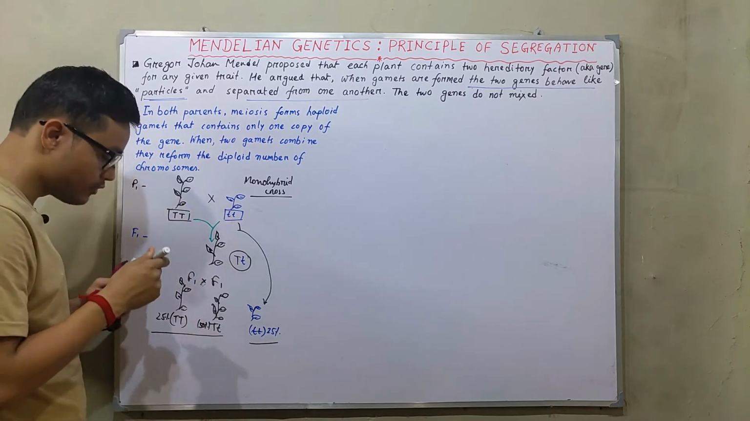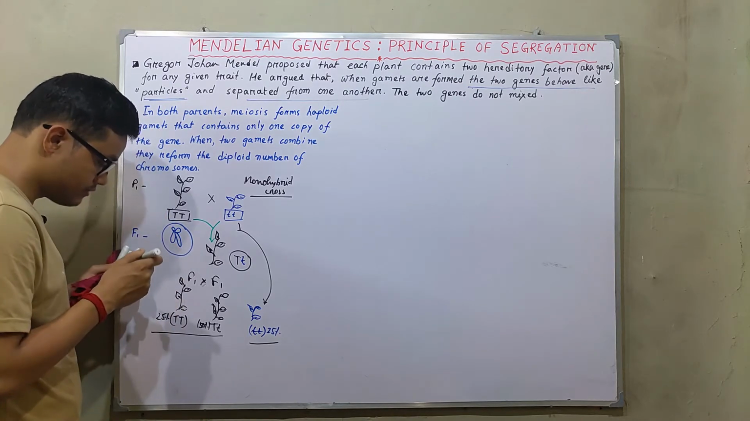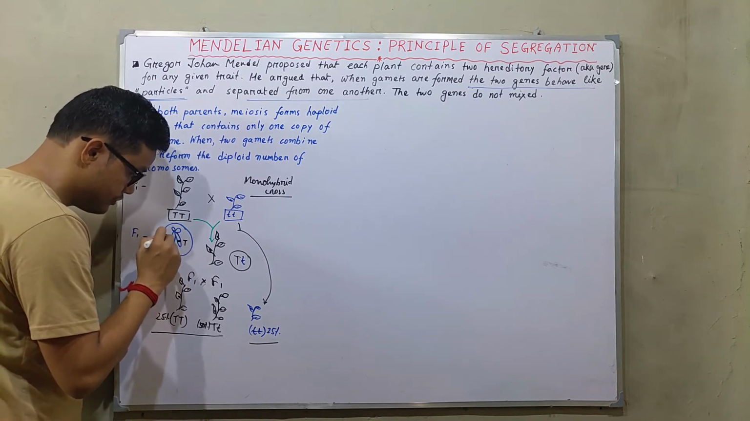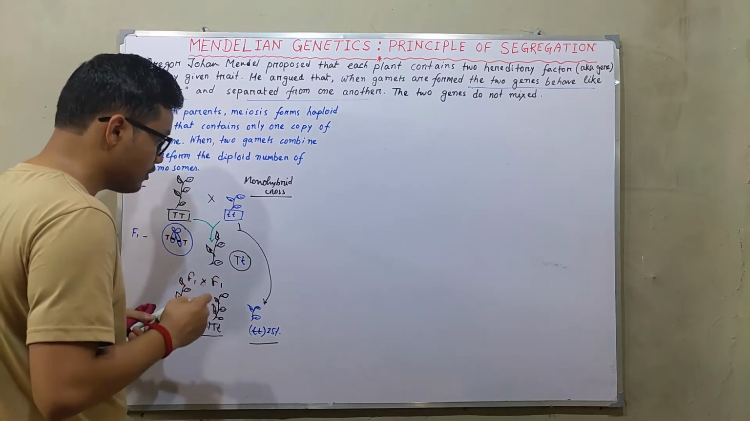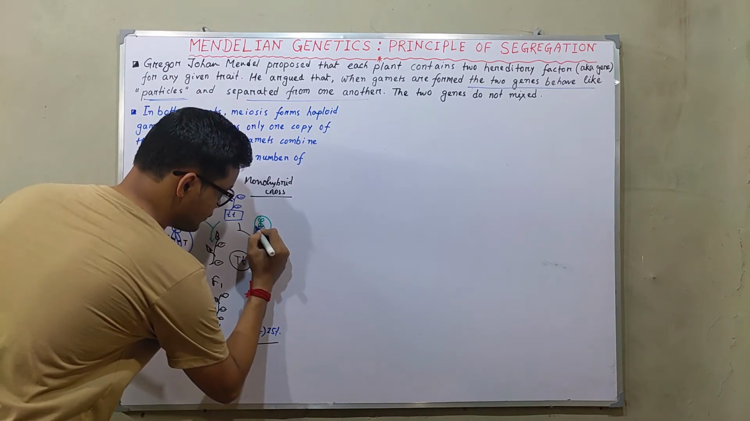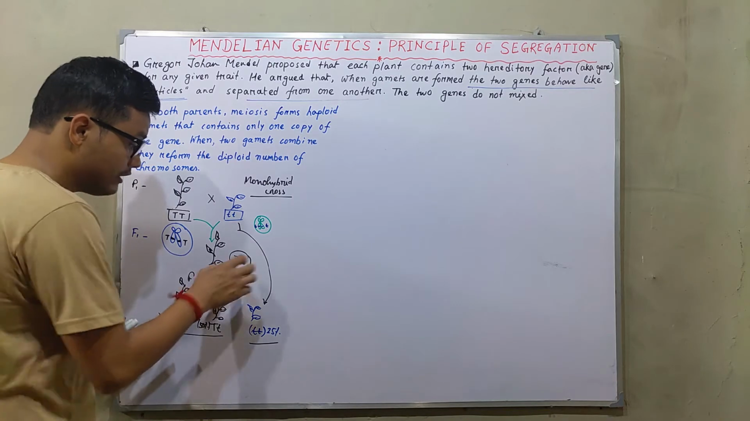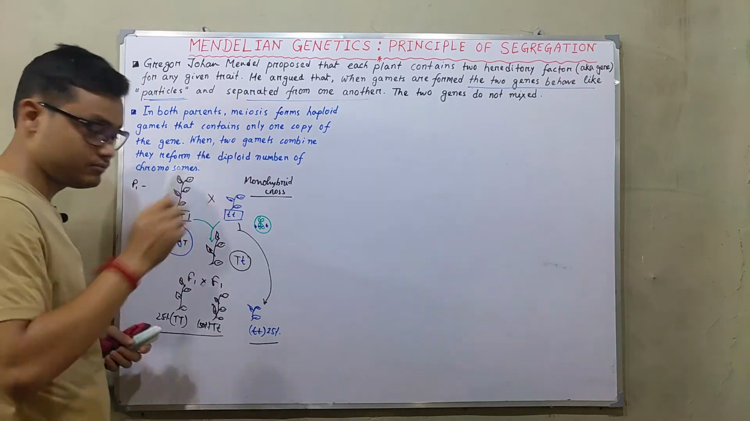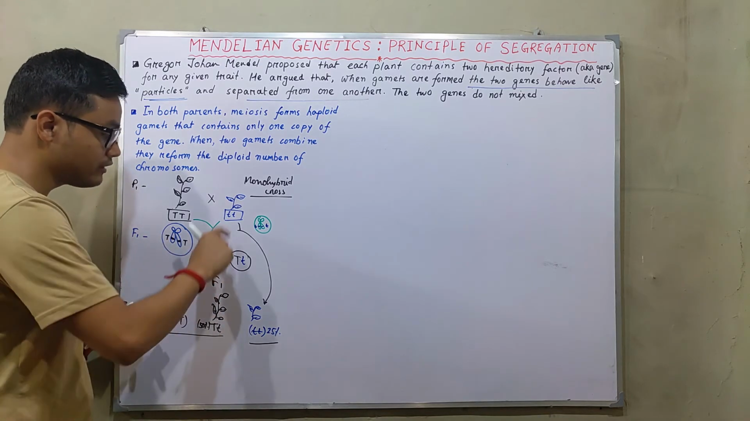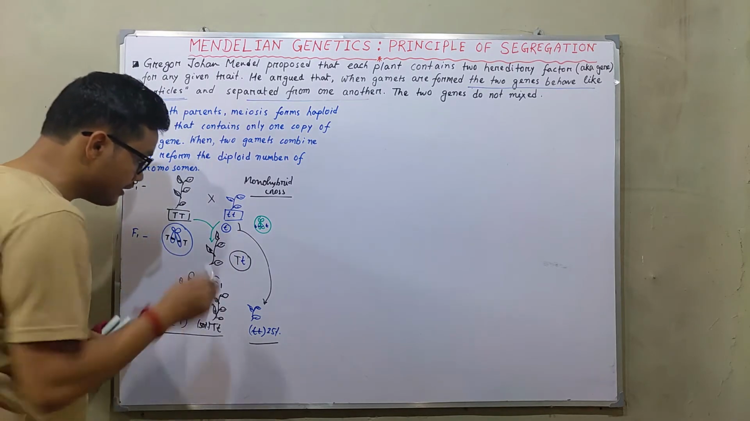So what are these capital T and small t? Capital T denotes a gene, one from mother and one from father on the chromosomes, and small t is also a gene. These genes are responsible for the traits, and in the F1 generation we have capital T and small t, because the two chromosomes do not mix or blend with one another, but are separated from one another during the formation of gametes. So during gamete formation, we have small t here and capital T here.